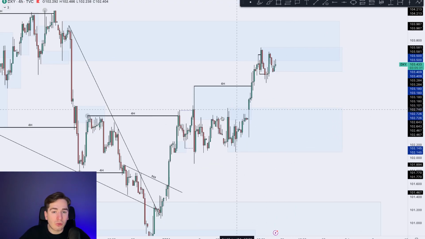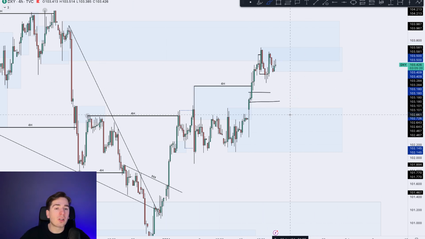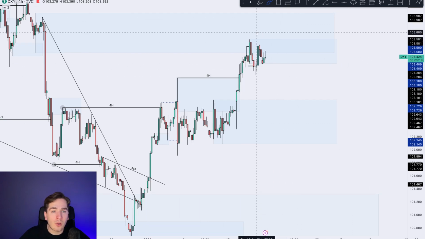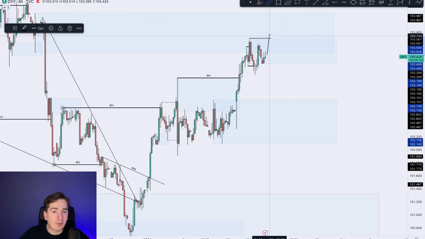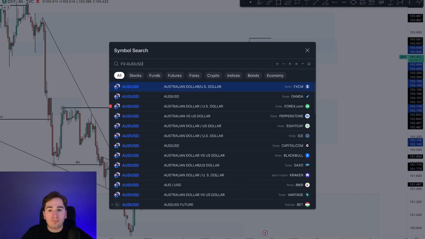If it does, we all know what we're looking for, this area of demand. But we could already see price stall inside this area of demand as well, this doji candle, from where we could see a potential reaction. So this is what I'm looking for on the dollar index. If we do push down lower, obviously, if we do break this high, then we'll just see higher prices. So moving on in towards Aussie dollar.